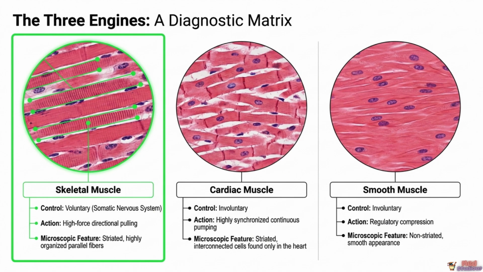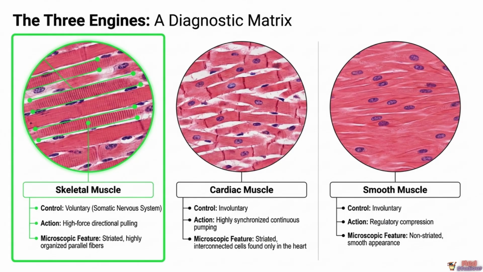Second, we have cardiac muscle. This is an involuntary engine found strictly in the heart wall. It is designed for highly synchronized, continuous rhythmic pumping. Under a microscope, it is also striated, but its cells are uniquely branched and interconnected by specialized intercalated discs to share electrical signals instantly. Finally, we have smooth muscle.